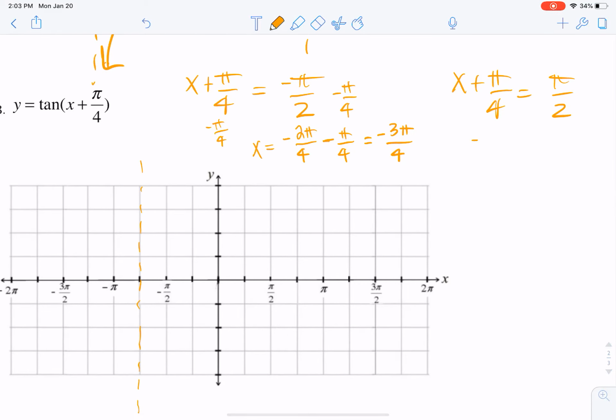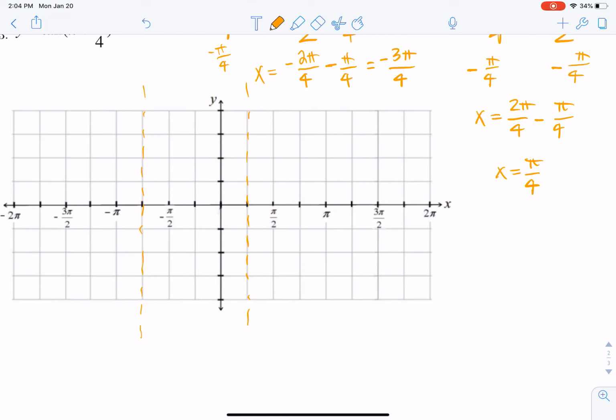And over here, I will add pi over 4 to each side. So I'll get x is equal to 2 pi over 4 plus pi over 4. So x is equal to, excuse me, let's back up. I should be subtracting here, excuse me. Minus pi over 4 from both sides. So here I'm subtracting, and I'm left here with just pi over 4. So here at pi over 4 is another asymptote.